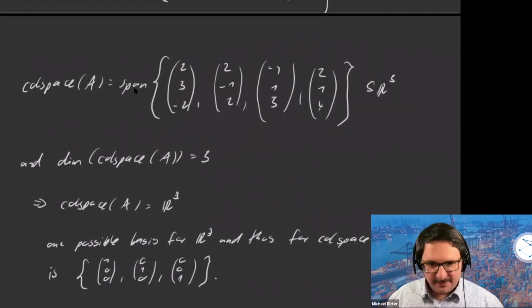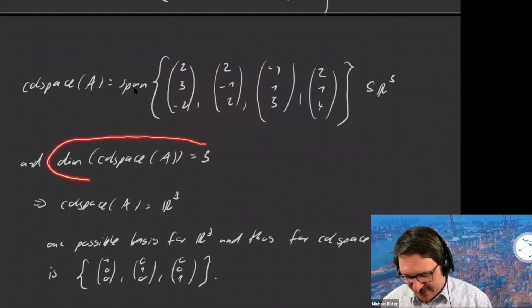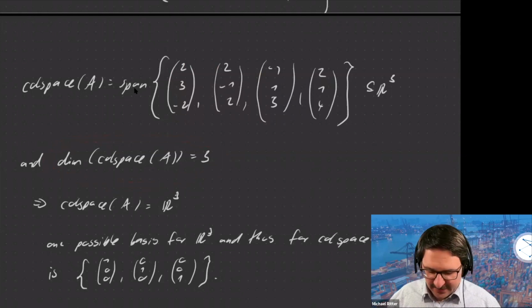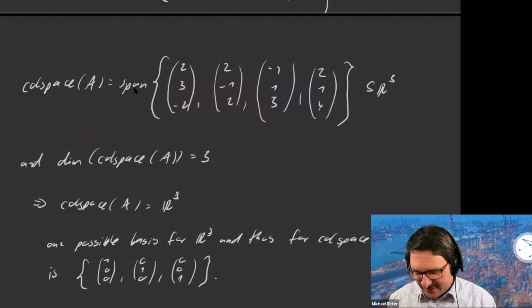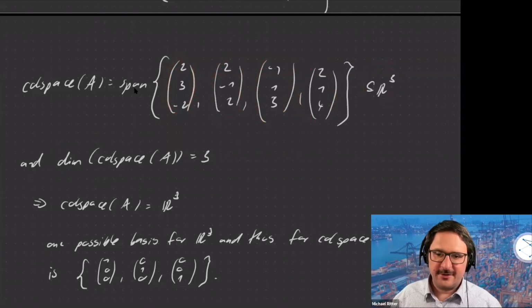Basically there's 2 things that you need to know about this. The dimension of the column space is 3. We found that out through the row echelon form. And of course, the column space is spanned by vectors with 3 elements. So these vectors are contained in R3, and that means the column space is a subset of R3.